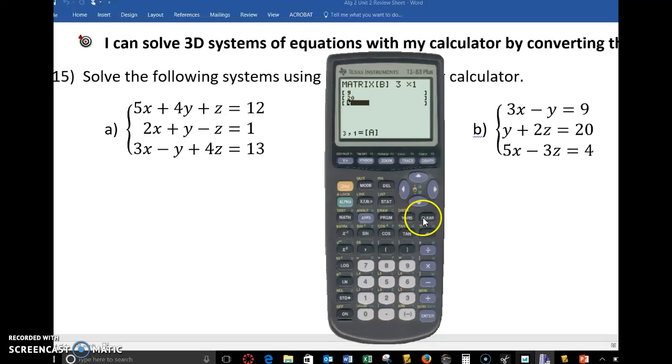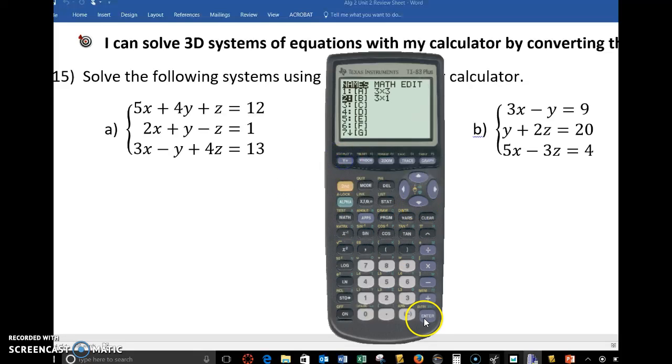Now I messed that up, didn't I? I didn't press enter. Let me go back. That's 4. All right, let me quit this and clear everything here. Now I want to put matrix A on the screen, so second matrix A. I want the inverse of that, so I'll click inverse. I'm going to multiply that by matrix B, so I'll scroll down to B.